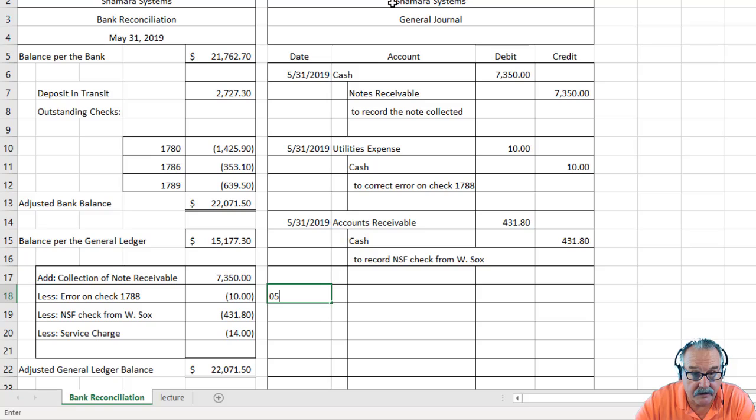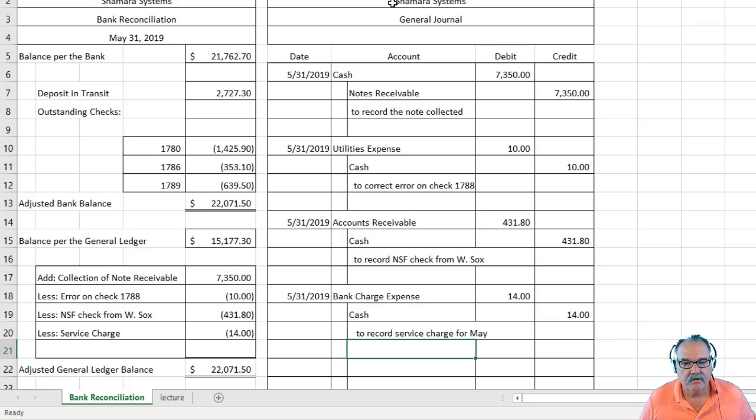And then the last one is the service charge. We're going to debit, I like bank charge expense. I think the book probably tells you to put it into miscellaneous expense. That's fine too. I just don't personally like miscellaneous expense because it doesn't mean anything, and I don't like things that don't mean anything. So bank charge expense is the debit. We're going to credit cash. Cash is going down, and this is to record service charge for May or something like that. So there's our journal entries.